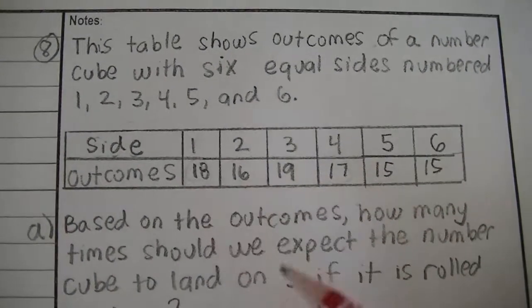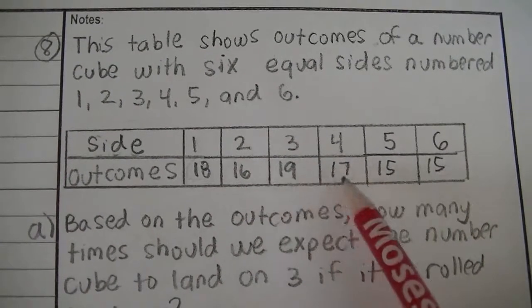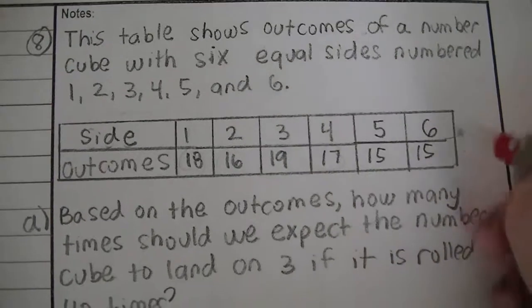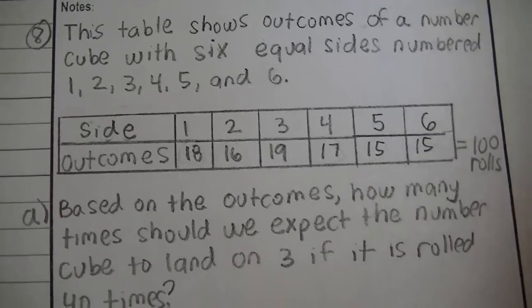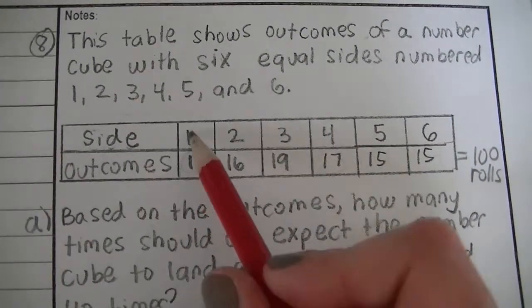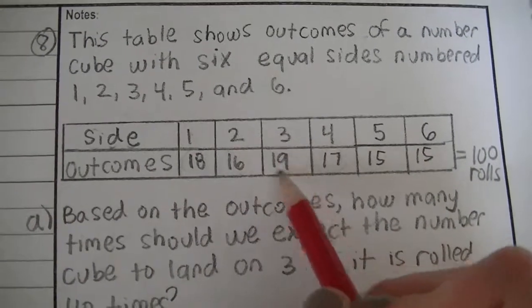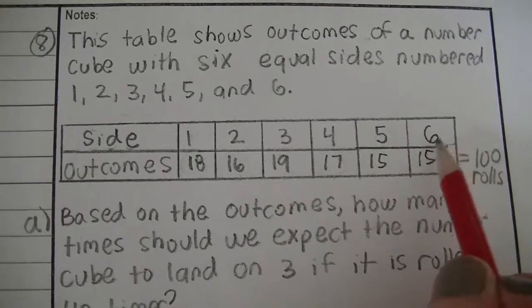So how many times did they roll it? Let's see, 18 plus 16 plus 19 plus 17 plus 15 plus 15. That means they rolled it 100 times. So when they rolled that dice 100 times, this is the amount of times they landed on 1. Here's how many times they landed on 2, on 3, on 4, on 5, and on 6.